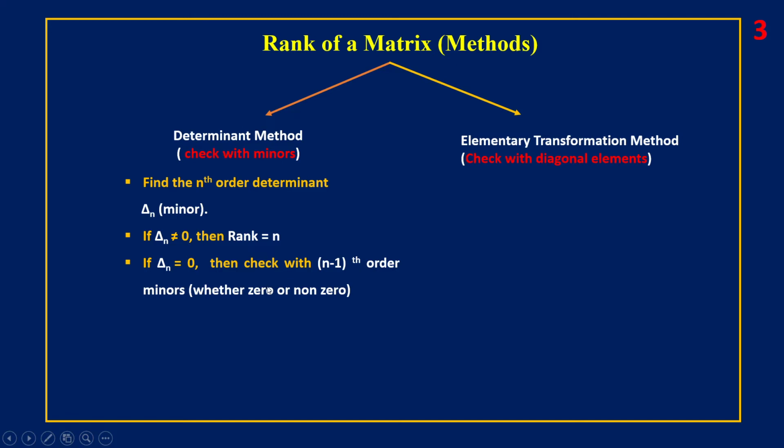If it is equal to 0, we can check with the n minus 2th order minors. We can continue up to first order. If 0, continue backwards up to the first order minor, delta 1. And then about the elementary transformation method, I will tell you the steps.